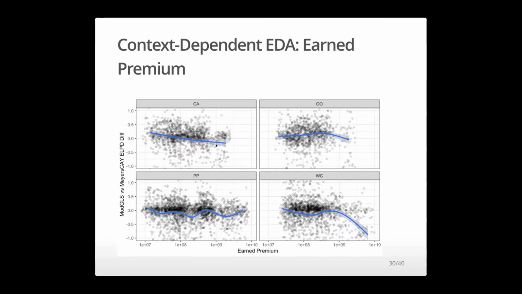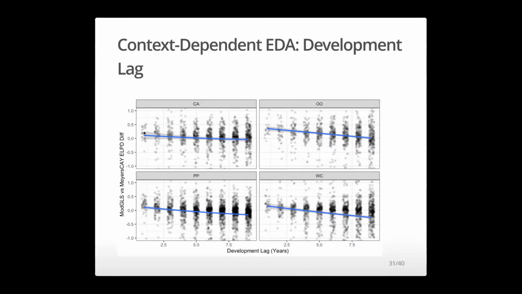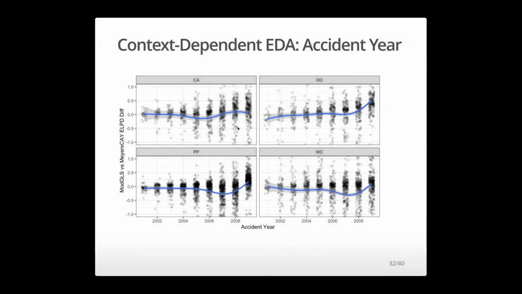We can see consistently a pattern here that GLS is better on small volume triangles and CAY is better on large volume triangles. Likewise, we see that GLS is better in earlier development lags and CAY is better in later development lags. And here it's a little bit noisier, but in many circumstances, GLS is significantly better for more recent accident years.